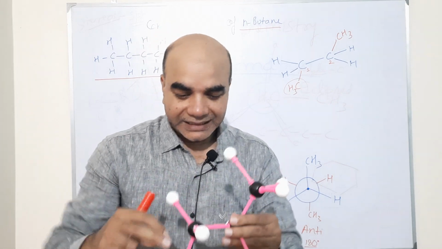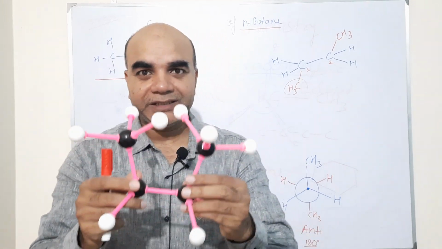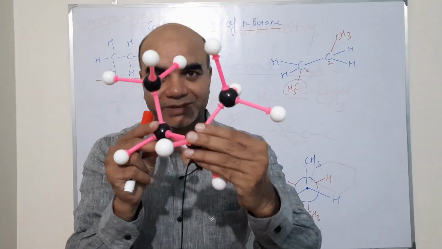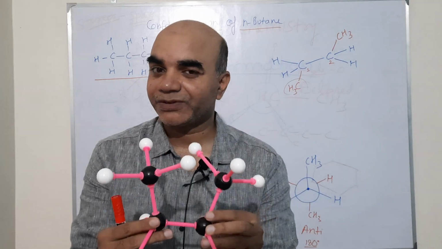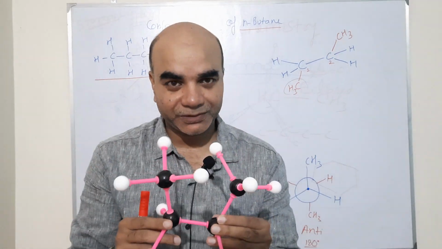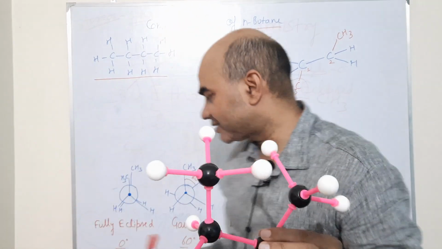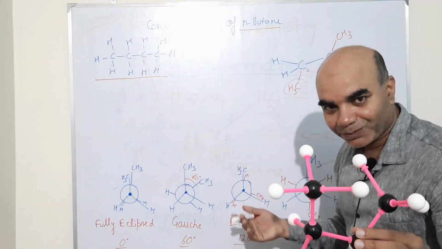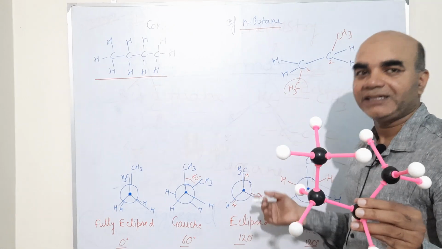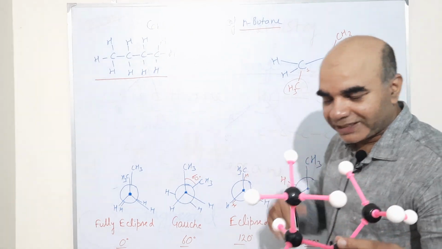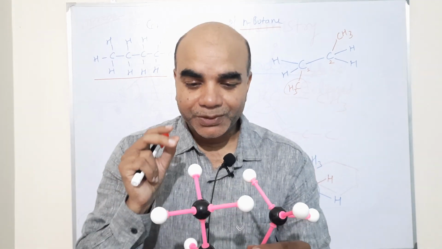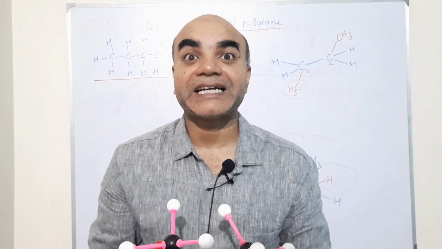So, clear? In the case of N-butane, we again have rotation along the carbon-carbon single bond, the process of conformation, which resulted in the formation of different conformers, and these conformers are different in their energy profile and consequently in their stability. In the next video, we will continue the process of conformation in cyclohexane.